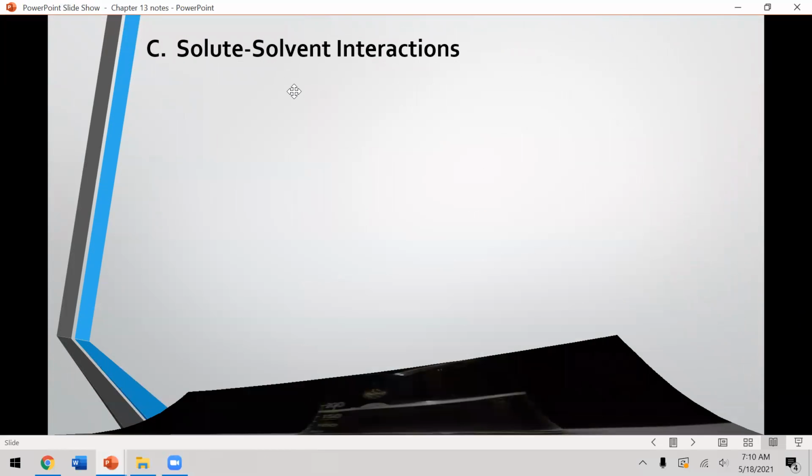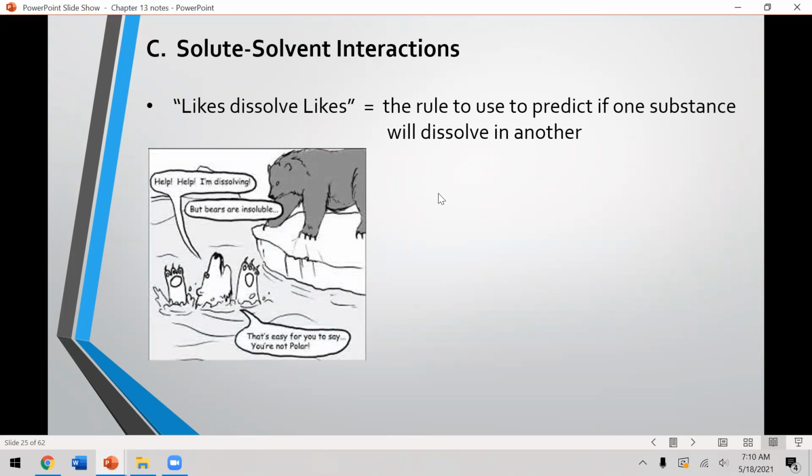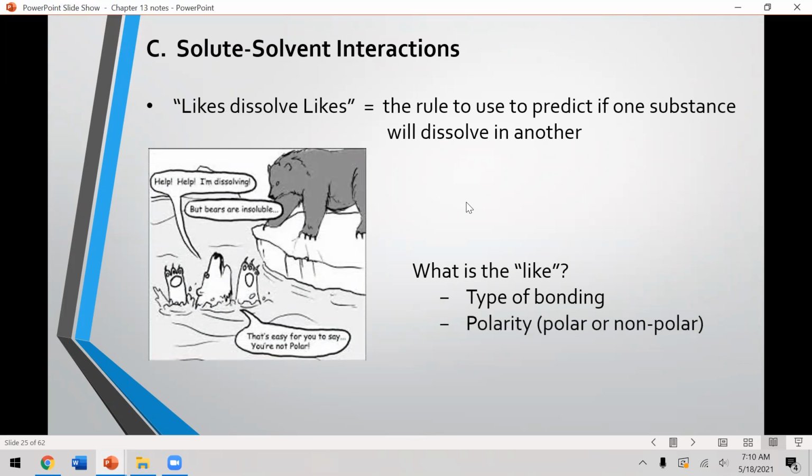So let's talk about solute and solvent interactions. We like to say that likes dissolve likes. We don't get a lot into polarity, but basically this is a rule you can use to predict if one substance will dissolve in the other. So what is the like? The like can be the type of bonding: polar, nonpolar, covalent, ionic. It can just be the polarity of the molecules, polar versus nonpolar. And it can also be the intermolecular forces that are present between the solute and solvent.